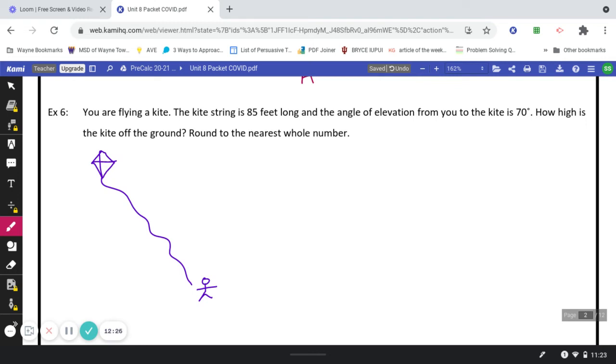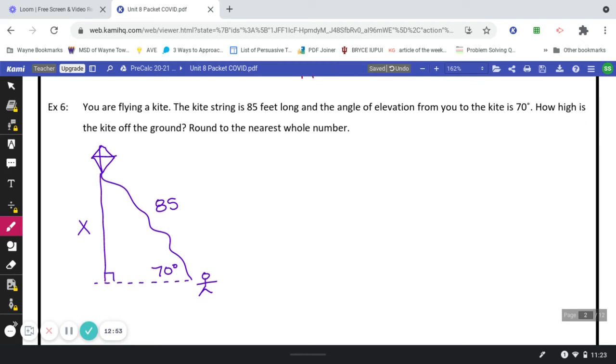So you're flying a kite. The kite string is 85 feet long. So there's our 85 feet. And the angle of elevation from you to the kite is 70 degrees. So again, you looking up from the ground, 70 degrees. How high is the kite off the ground? So we're looking for this distance right here, x. Round to the nearest whole number.